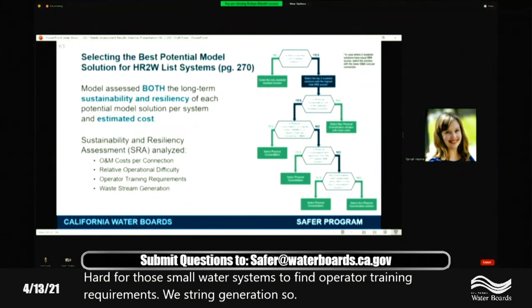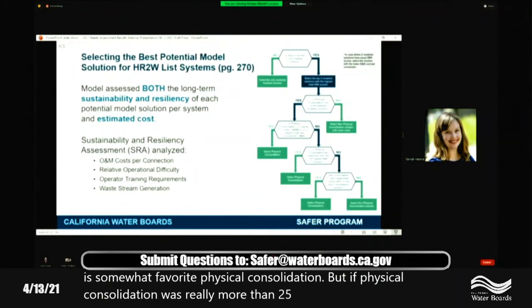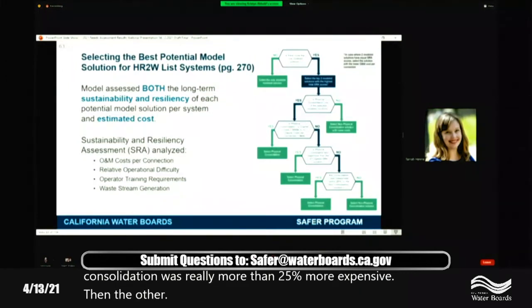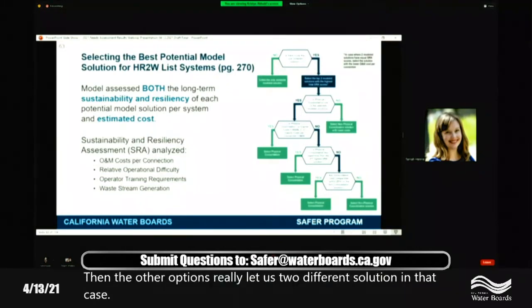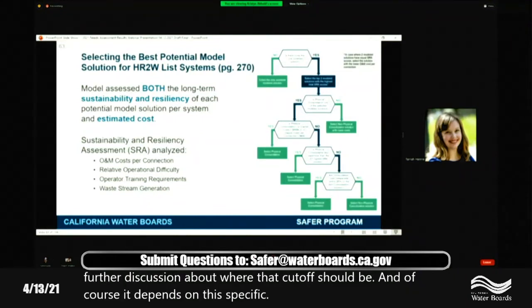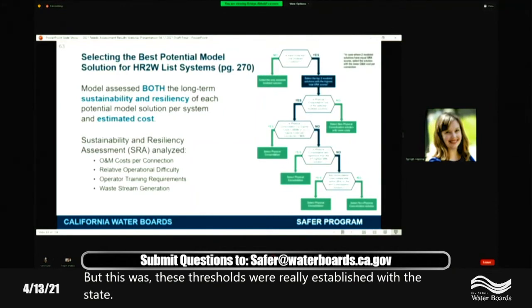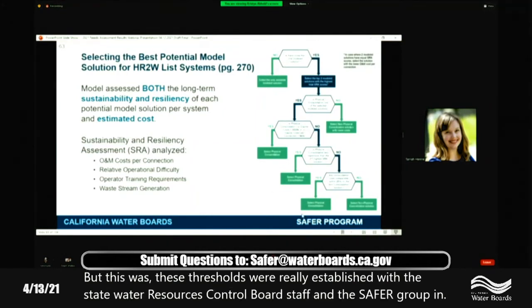So in many ways, this somewhat favored physical consolidation, but if physical consolidation was more than 25% more expensive than the other options, it really led us to a different solution in that case. So I think that's something in the future that could have further discussion about where that cutoff should be. And of course, it depends on the specific system situation when they go in for real funding. But these thresholds were really established with the State Water Resources Control Board staff and the SAFER group in particular. Next slide.